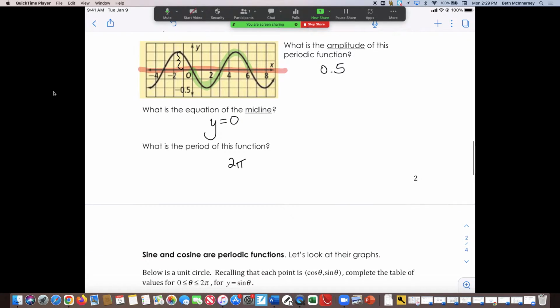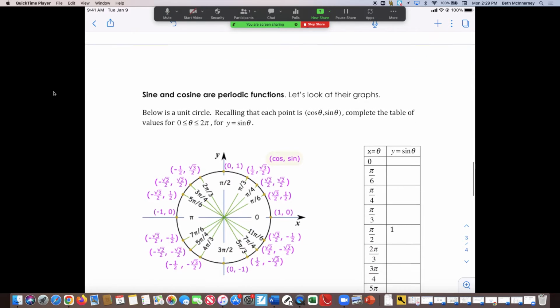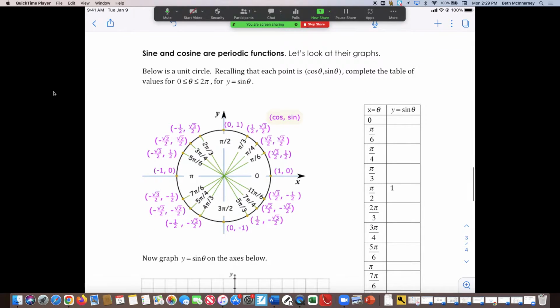All right, so what we're going to end up spending our week doing is graphing sine and cosine functions. We're going to do the parent functions today. And then as the week progresses, we're going to do all the transformations we did this year: left, right, up, down, stretch, shrink, flip. All of those apply to this.